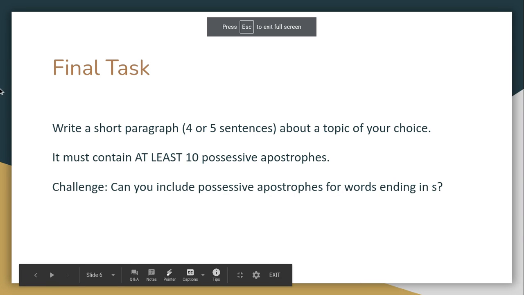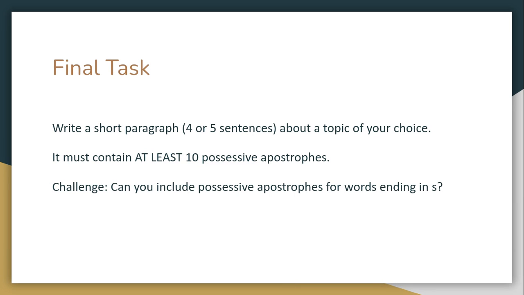Last but not least, we have the final task. The final task is for you to write a short paragraph. I'm confident that most of us are able to use the possessive apostrophe because we do it in class quite well. But what we do need to work on is making sure that we do it as part of our writing. So don't just think about this lesson standing on its own. Think about it in the context of all of your other lessons as well, and think about how you can include the possessive apostrophe in your writing all the time, as many times as you can when it's appropriate to do so.